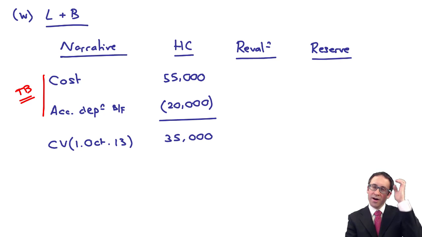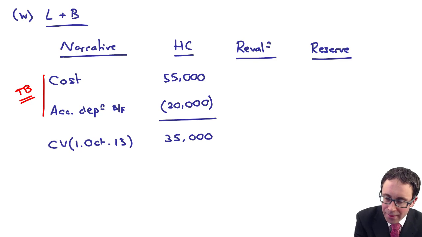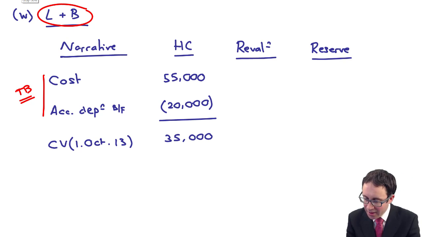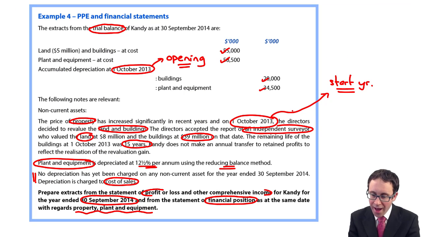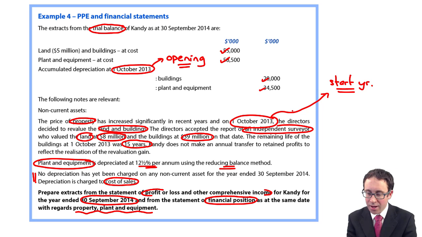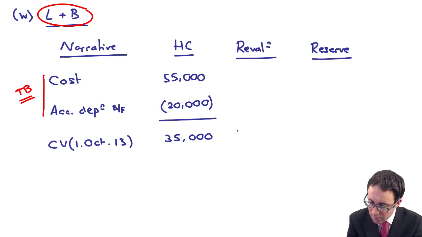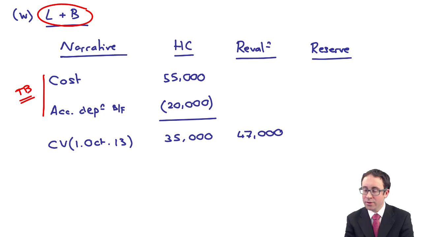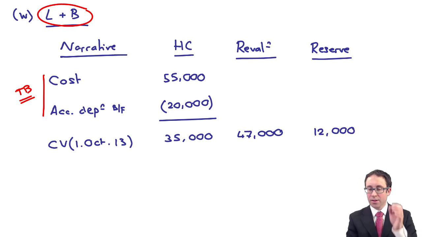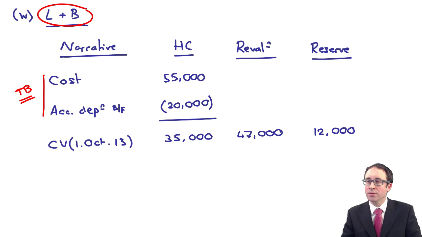So is that there is 35,000. Okay. Remember, we are looking at land and building. So even though it gives us separate figures for land and for buildings, if you add them together, you've got the 8 million plus the 39. Does that give you 47 million? So the total revaluation is there at 47. So therefore, the amount that goes into the reserves at the date of revaluation is 12,000.